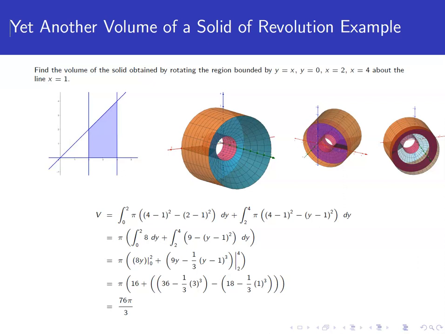In this video, we're going to look at yet another volume of a solid of revolution example. Just in this case, we're going to be rotating around a vertical line rather than rotating around a horizontal line.